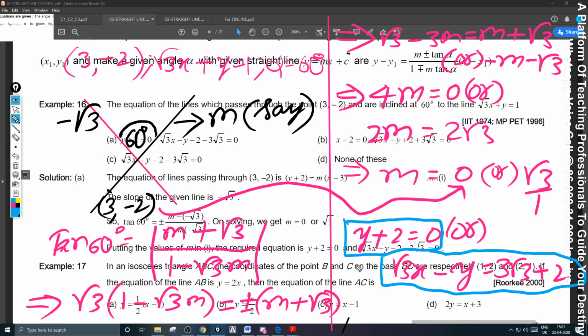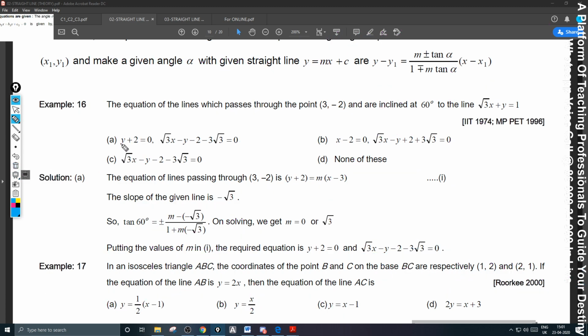Let us check the answer now. Here you can see x - 2 = 0 is not the answer. This is root 3x - y - 2 - 3 root 3 = 0. So this is the answer. And what is the other one? y + 2 = 0. This is the solution, please. This is the answer.